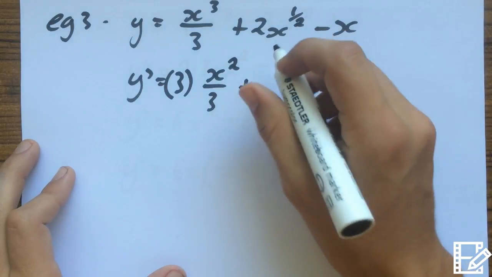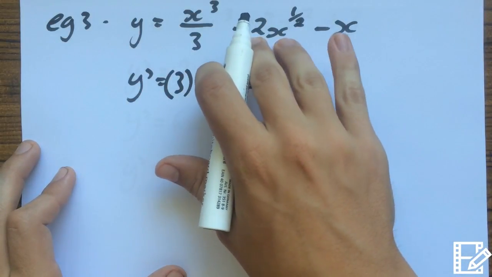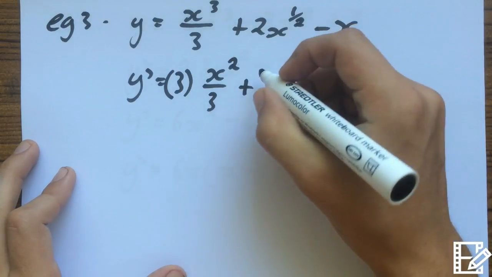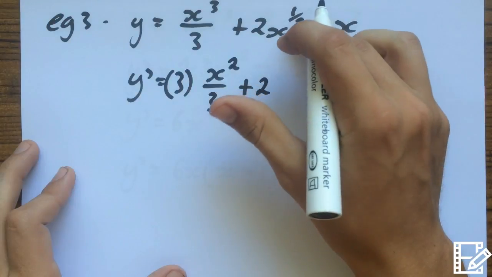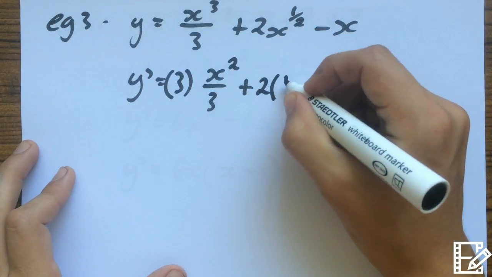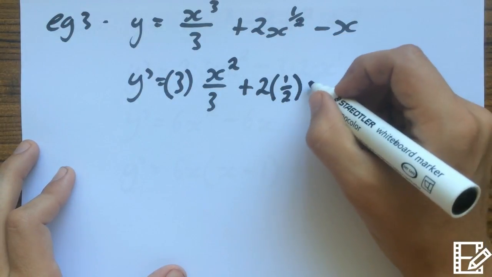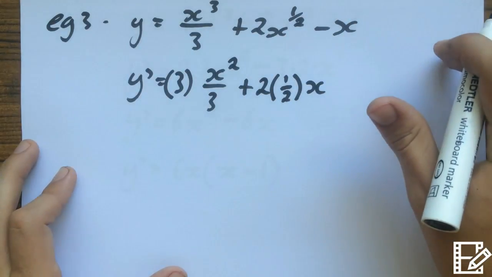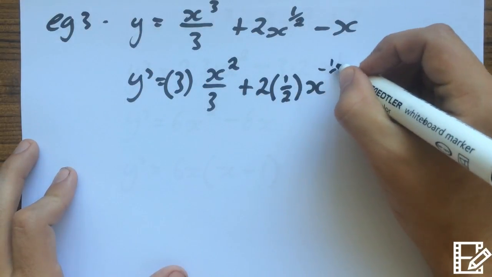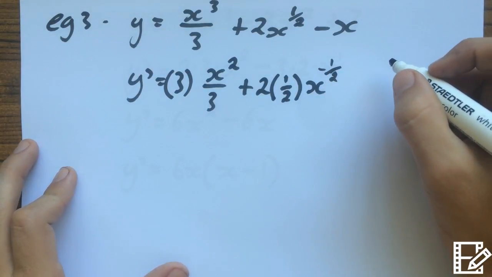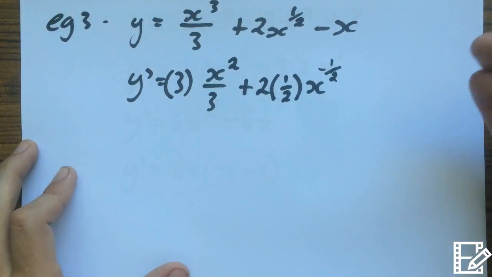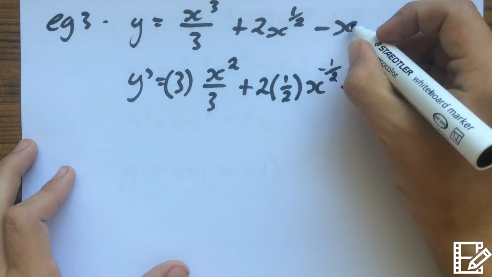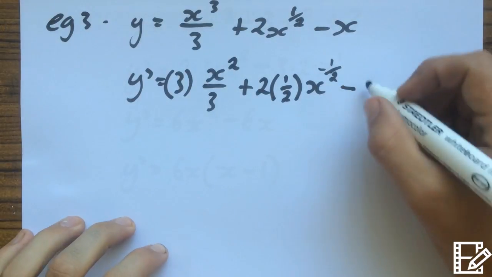Then we add that to 2 times x to the power of a half. We do the derivative of that, we end up with 2. We bring the power down, multiplied by a half, x, and then we take 1 off the power. A half take 1 is negative a half, because 0.5 take 1 is negative 0.5. And minus the derivative of x is just 1.